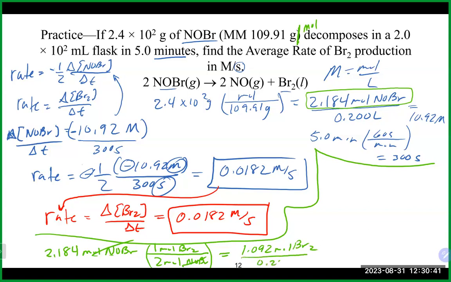At this point, we can now convert that into molarity by using the total volume and dividing by 0.2 liters. And if we do that, that will give us our concentration of Br2, which would be 5.46 molar. At this point, we can now incorporate our time aspect of it, right, which was 300 seconds, to get us 0.0182 molar per second.